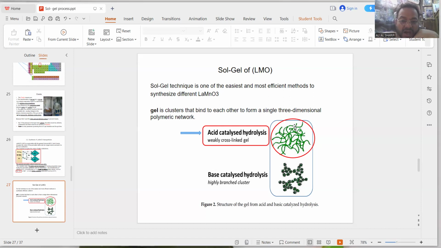In my study, I worked on acid catalyzed hydrolysis because all of the solvents and agents, ethylene glycol, hydrolysate, and acetic acid, were acidic. Acetic acid was a powder, not a liquid. Ethylene glycol was liquid, but all of these were organic and acidic. Because of that, I was dealing with a shape like that, let me say.